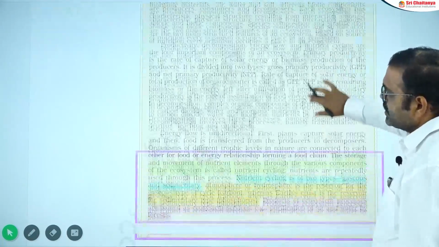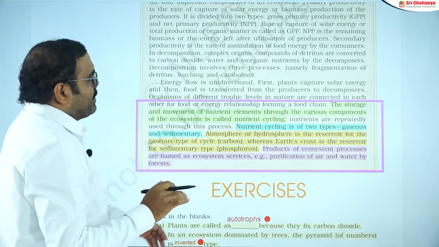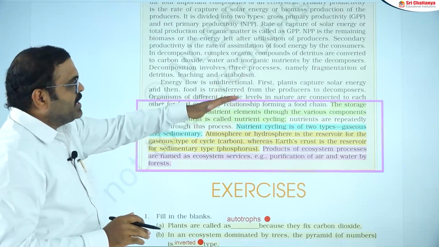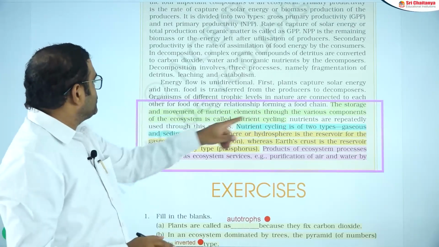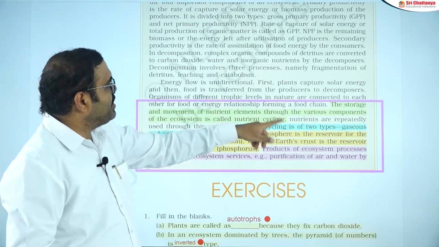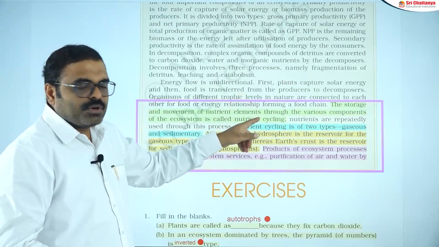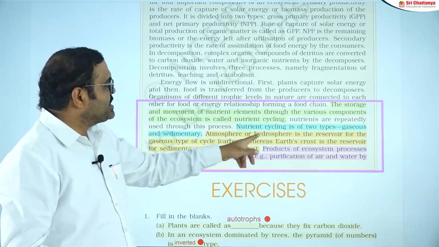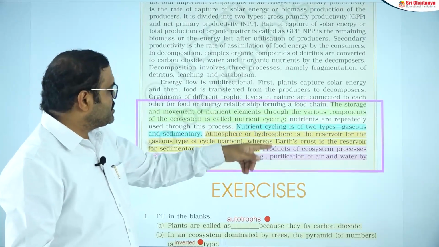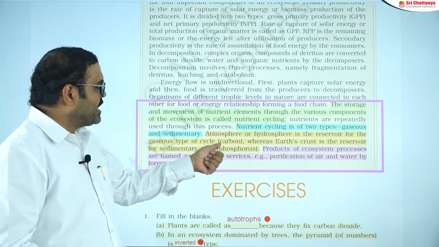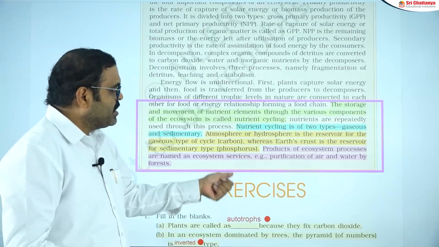Then some important points in this NCERT summary, which are not there in the main content because of the deleted syllabus, are in the NCERT summary part of the new textbook. You need to understand that the storage and movement of nutrient elements through the various components of the ecosystem is called nutrient cycling. A question can come from this part. Next, nutrient cycling is of two types, gaseous and sedimentary. The atmosphere or hydrosphere is the reservoir for gaseous types like carbon, whereas the earth's crust is the reservoir for sedimentary types like phosphorus.